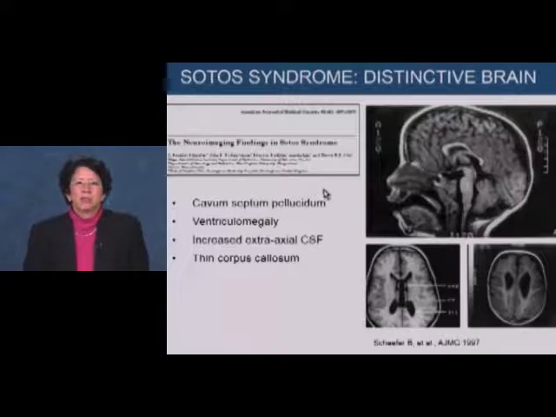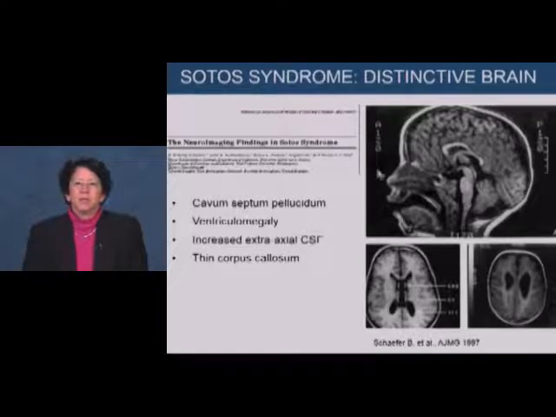There's a distinctive brain in Sotos syndrome. They do not have a large brain. It is not megalencephaly, but they have a large skull. So what happens is you get large ventricles, you get extracerebral fluid, and you do get a small corpus callosum there.